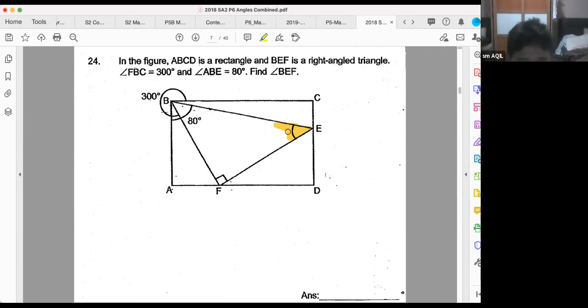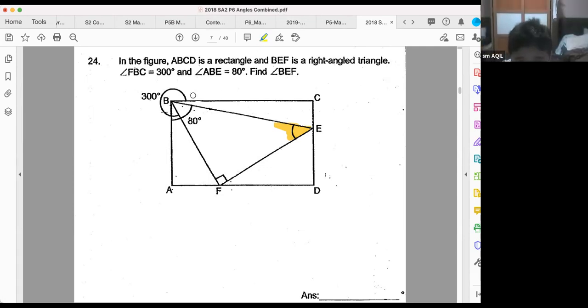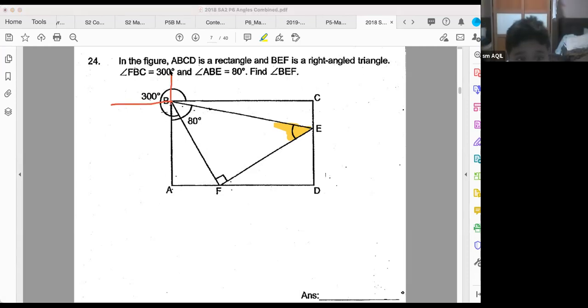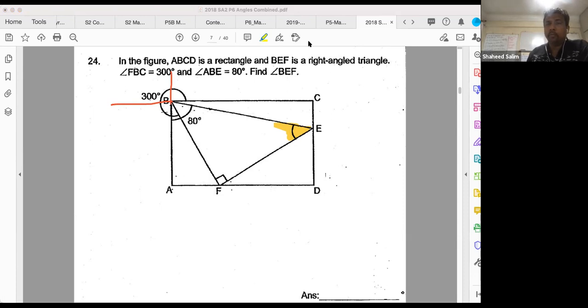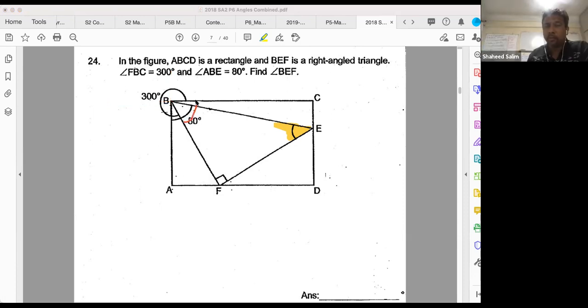Hmm, 180 minus 300 minus 80. 180 minus 300, or 300 minus 180. Okay, 300. But that's not right, sir. I do not know whether it's right or wrong. Is it 360 minus 300? Okay, then you get this part. You get 60 degrees down here. Okay, and then down here you can minus this.